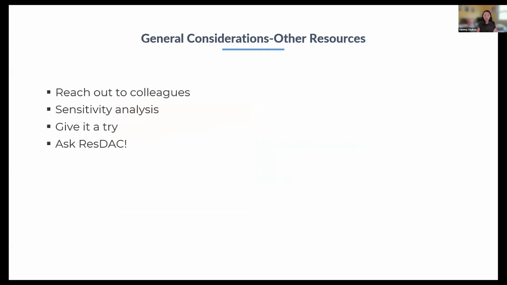So, general considerations, other resources that you can try. Definitely reach out to colleagues. We're all in this together, trying to understand the CMS claims data. Feel free to try a sensitivity analysis, right? Do one with and one without, and then compare and see how those compare to each other. Just give it a try. If there's something where you're like, oh, I don't know if that's going to make sense, especially if you're starting out, just try it. You'd be surprised at what you learn by failing a lot of the time. So don't be afraid to try things in the data. And then, of course, reach out to ResDAC if you have any questions. We're also a resource here for you.